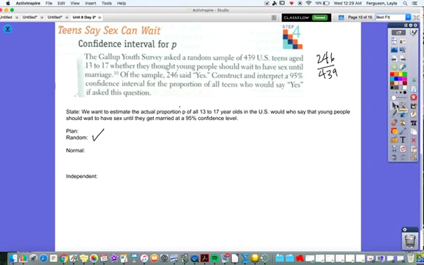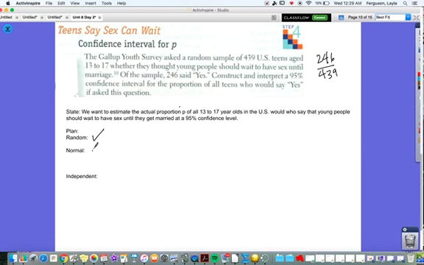Then to check if it's normal, you're going to have to look at your successes and your failures and make sure that they are both at least 10. Our successes would be the 246 that said yes. So 246 is definitely greater than or equal to 10, so that's good. Our failures would be those who said no. That would be 439 minus 246, which gives you 193, and that's also greater than or equal to 10, so normal is met.